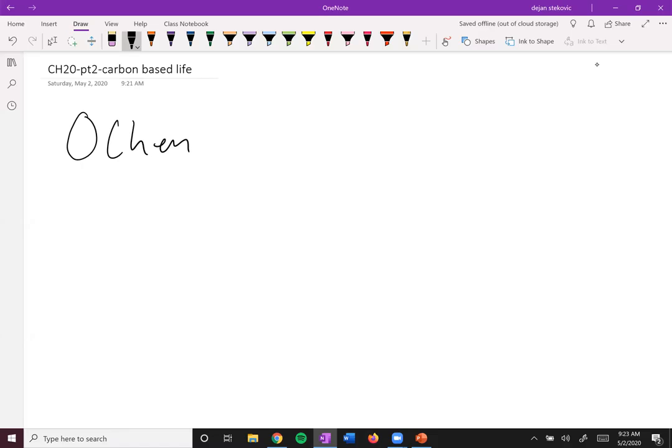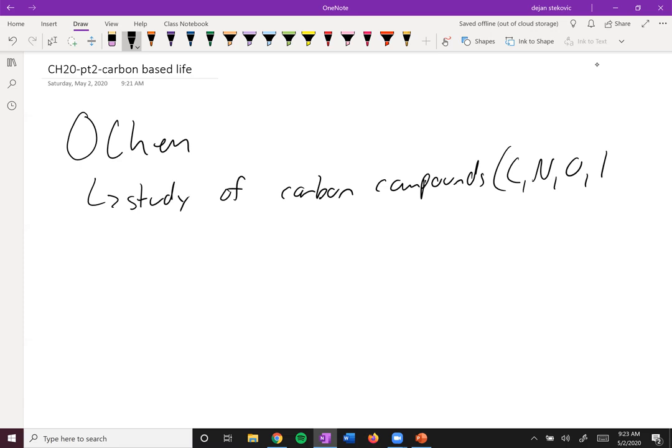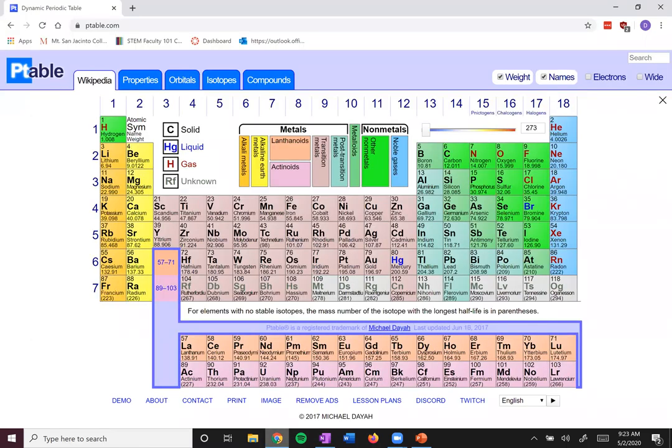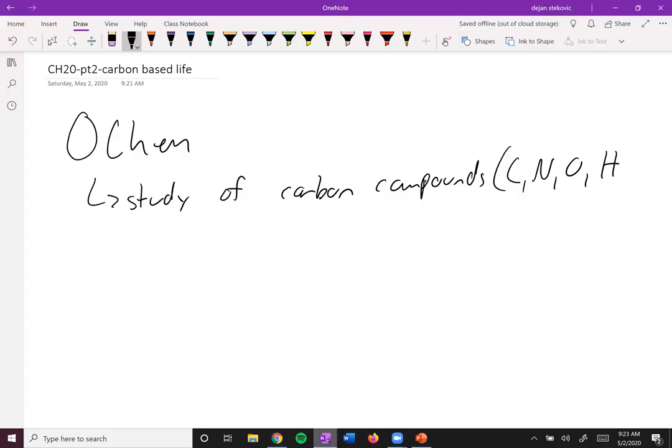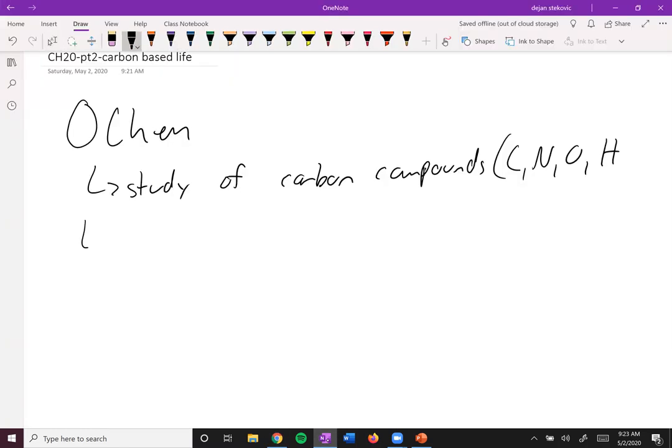All right, organic chemistry, often called OChem, is the study of carbon compounds or carbon-containing compounds. And so obviously that includes carbon, but also nitrogen, oxygen, and hydrogen. So when you take a look at the periodic table, carbon, nitrogen, oxygen, and then hydrogen are the four main components of organic chemistry. And so why carbon, of course, is a logical question. And so carbon is the basis of life.